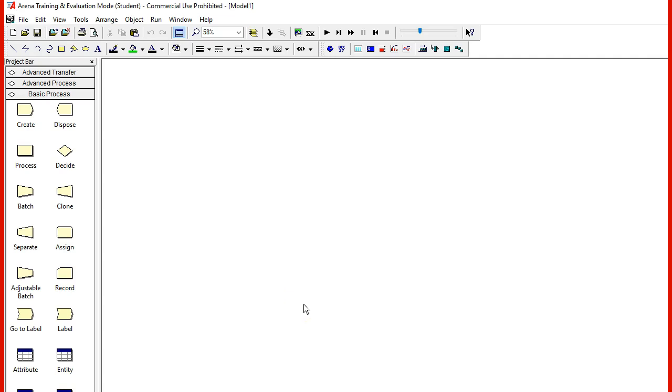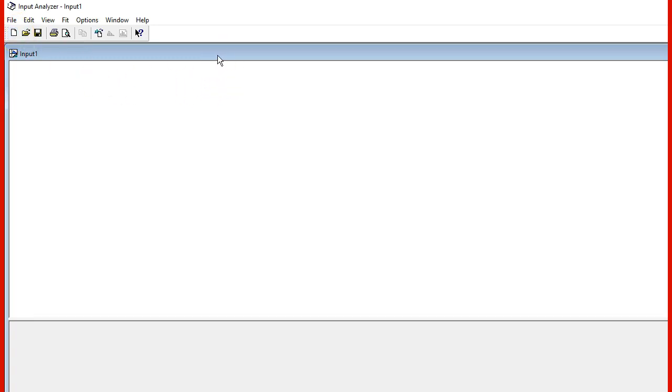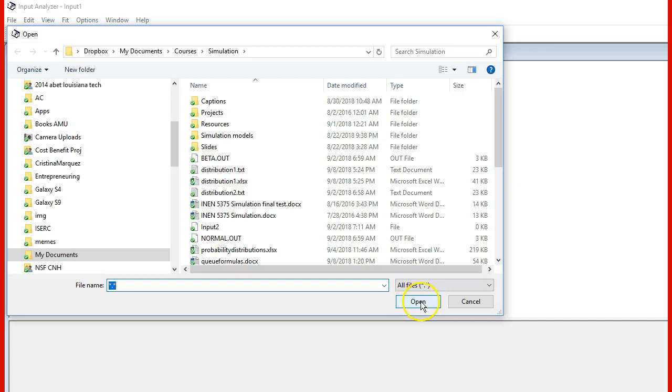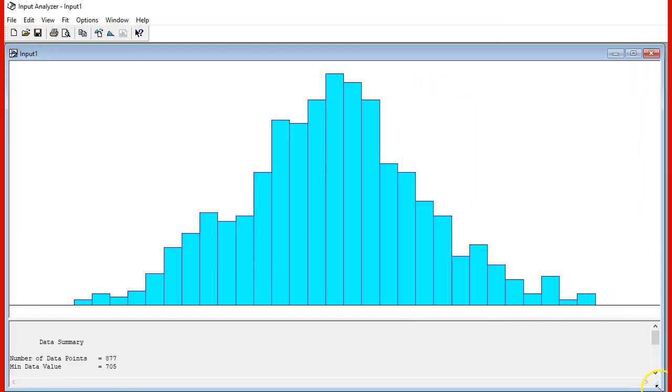Starting from the main page of the ARENA program, we can execute the input analyzer by selecting from the top menu the option Tools, Input Analyzer, and this will start the input analyzer. From there, we can start a new file, a working area, and we can open a file that contains our data. We select the file that contains the data, and it automatically generates the histogram for the data set.